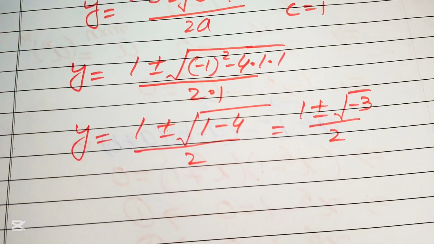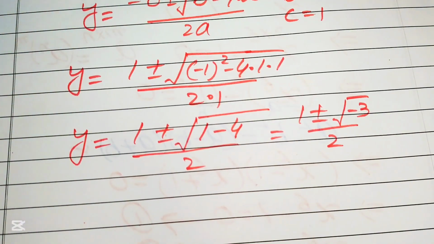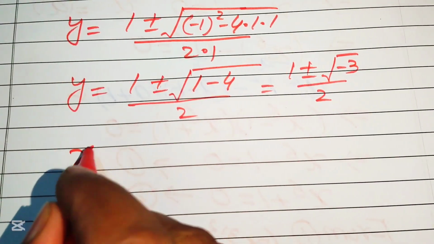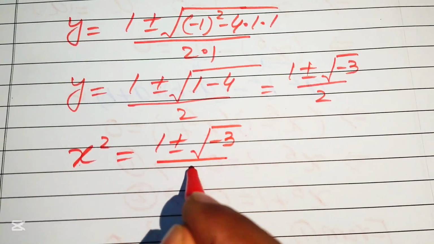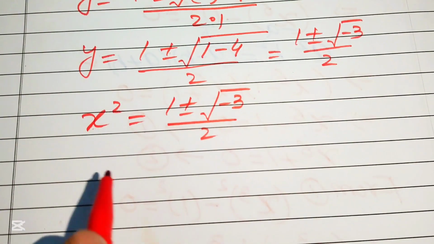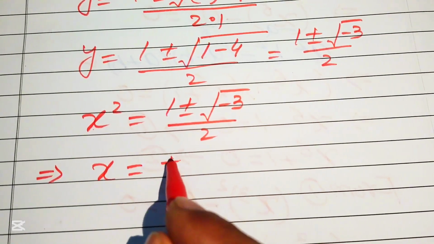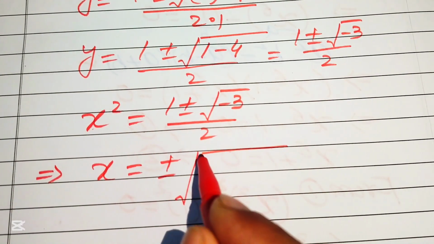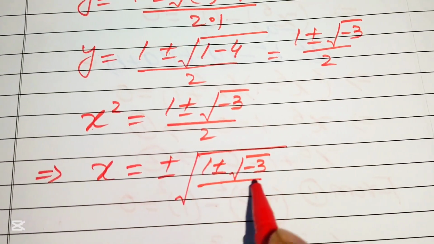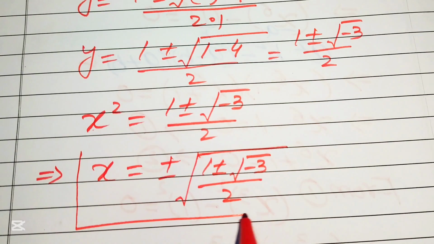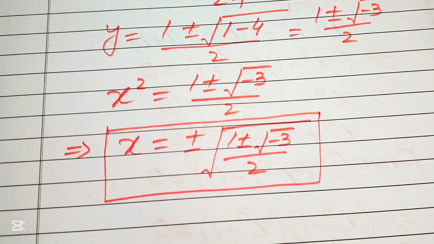Here we need to back substitute the value of y. Since we took y equals x squared, we back substitute this value and you get x squared equals 1 plus minus square root of minus 3, divided by 2. Here we need to again take the square root on both sides in order to find the values of x. So you get x equals plus minus square root of 1 plus minus square root of minus 3, divided by 2. These are the four roots of the given equation which we get from the second case.